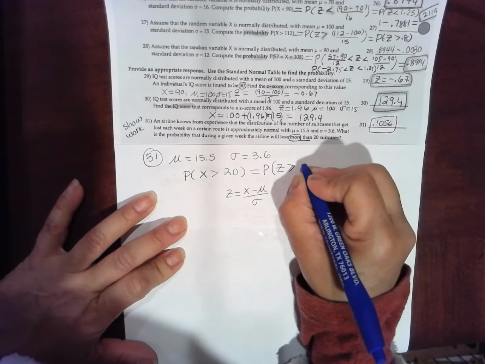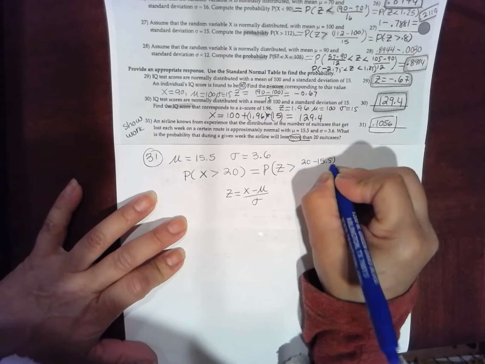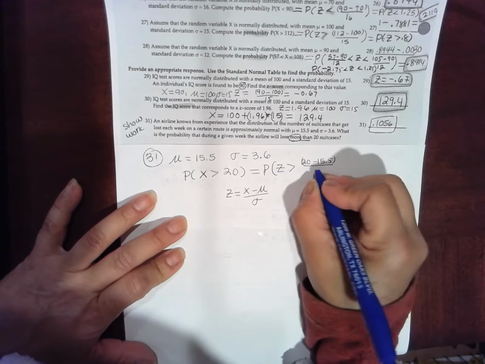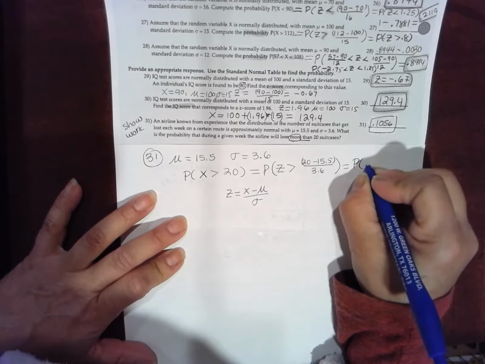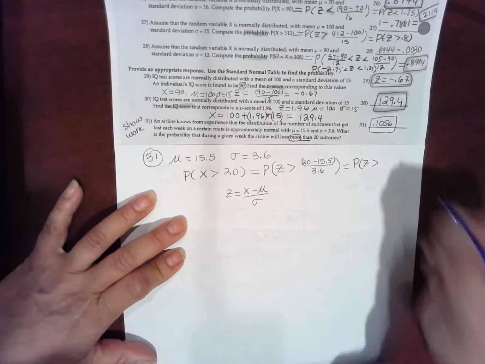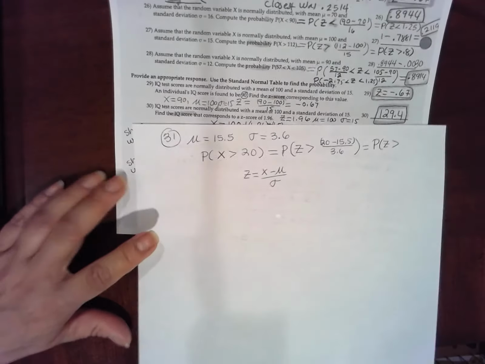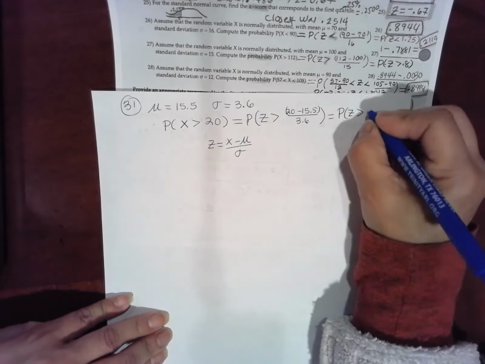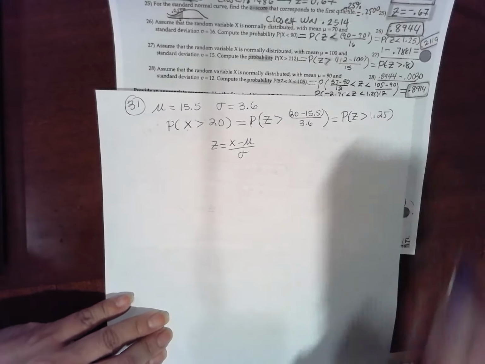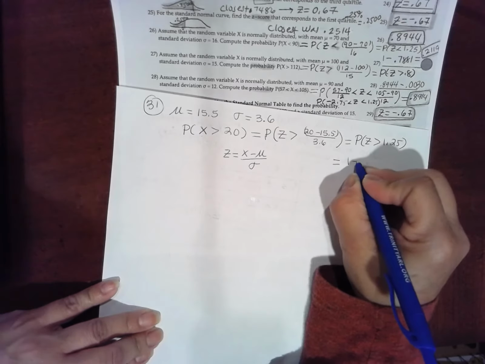So I'm going to show my work here. This is 20 minus 15.5 divided by the standard deviation of 3.6. So this is going to give you the probability of z greater than... We worked this one in class, so I'm going to look at the answers. It was 1.25 for number 31, 1.25.